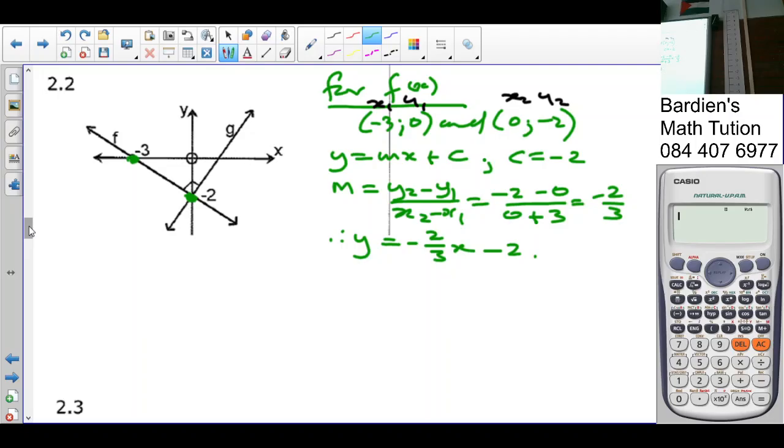So if lines are perpendicular, what do we know? The product of the gradients is negative 1. So gradient 1 times gradient 2 is equal to negative 1. What's the first gradient?